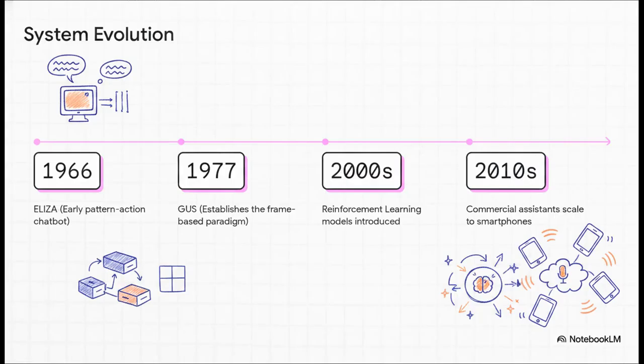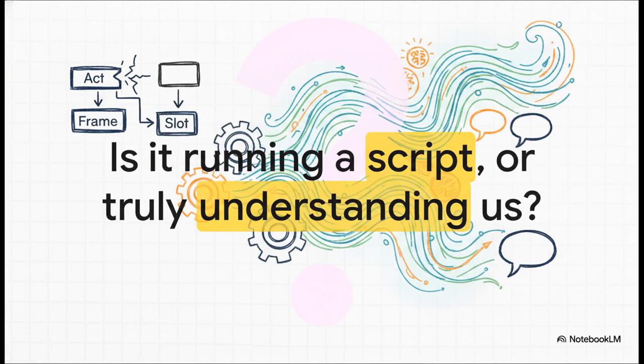To really appreciate how elegant this all is, we have to look back at how it evolved. It started with simple pattern-matching chatbots like Eliza in the 1960s. Then, in 1977, the GUS system introduced the exact frame-based slot-filling paradigm we've been talking about today. By the 2000s, reinforcement learning was optimizing these decisions. And by the 2010s, this foundational architecture finally scaled up to power the voice assistants sitting in our pockets right now.